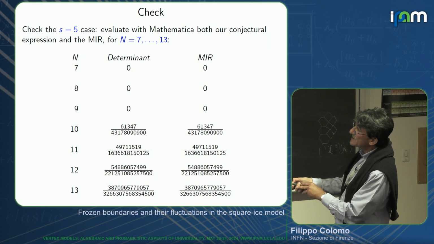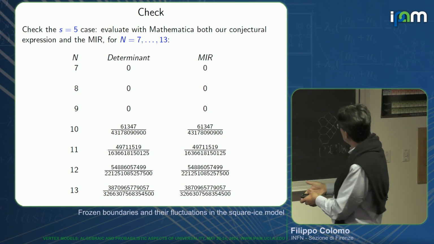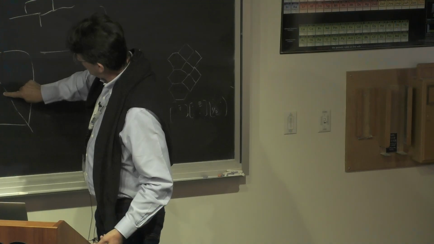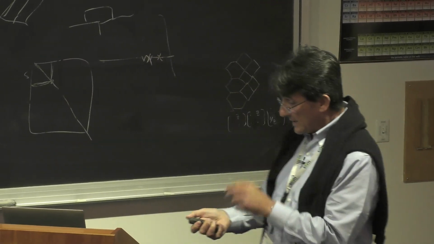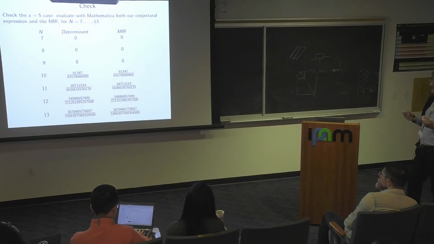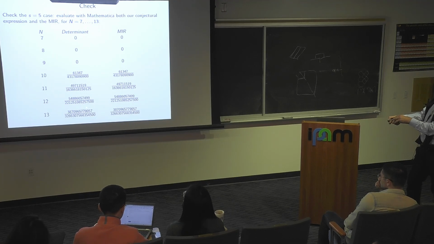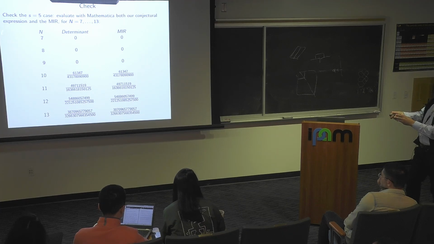Of course, when N is smaller than 10, this is 0, because we have no available configuration if the frozen square is half of the lattice. The denominator essentially is the number of ASM, for instance, for a 13 by 13 lattice, and the numerator is the number of ASM on a 13 by 13 lattice with a frozen square 5 by 5. By frozen, I mean with only zeros in the top left square of size 5.